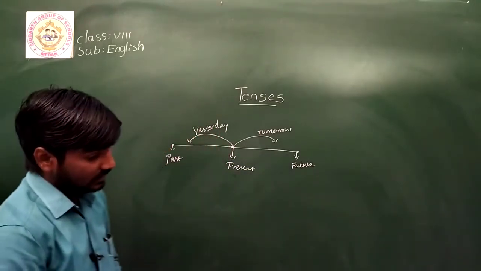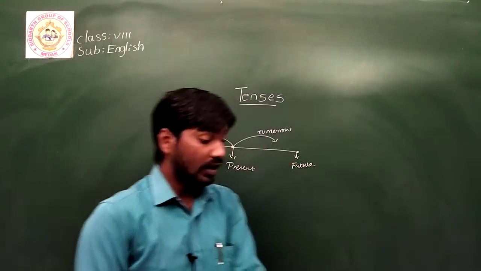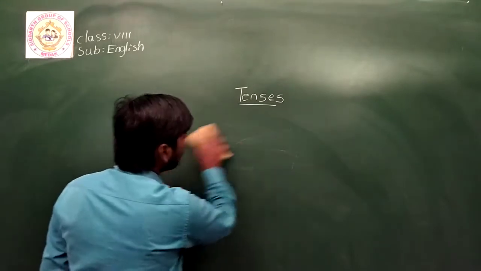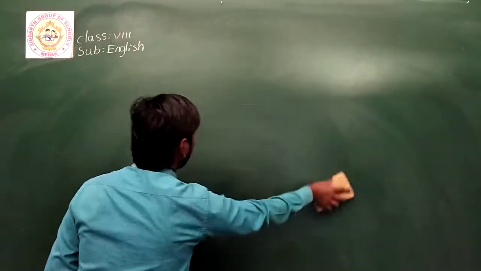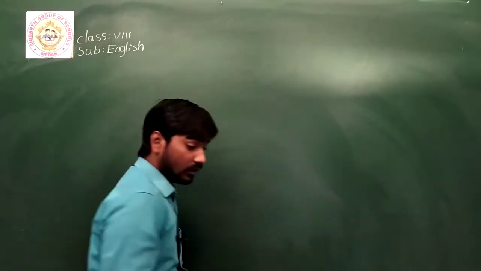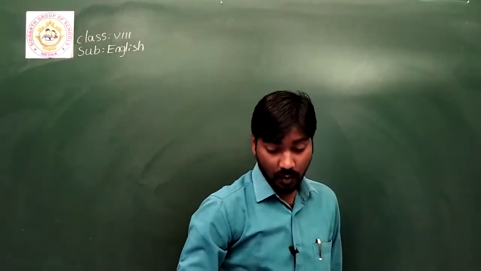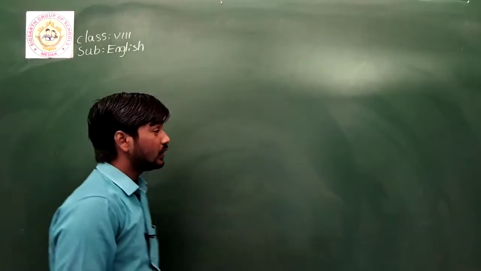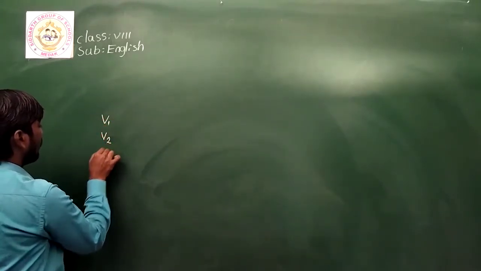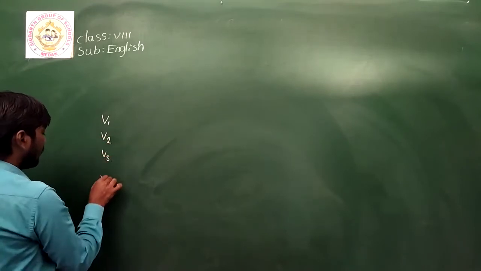In the previous session I taught you that before going to learn about tenses, you must learn the basics of English grammar. What were the basics of English grammar? Very simple. You come to know the different verb forms, right? What is V1, what is V2, what is V3. I had taught you in the previous sessions. Do you remember clearly? I'm writing here again for you.